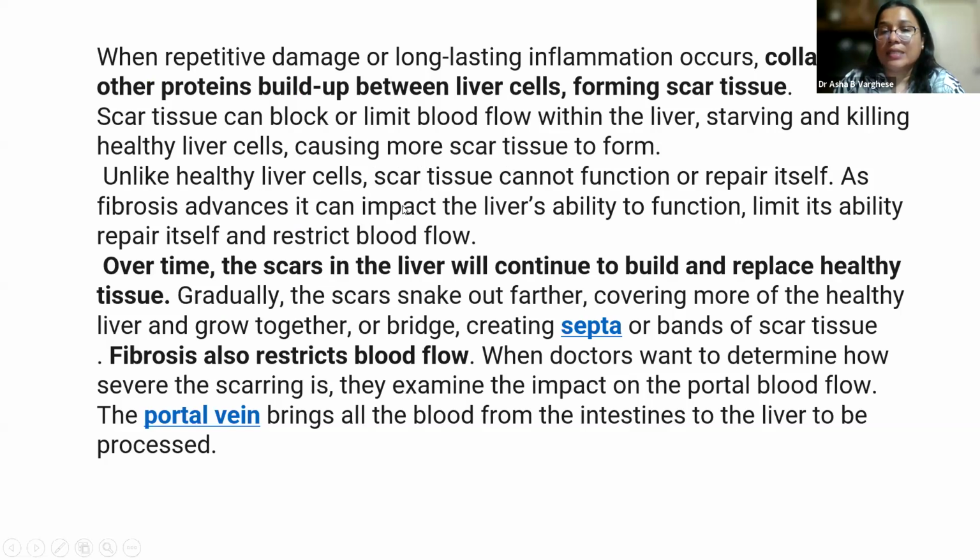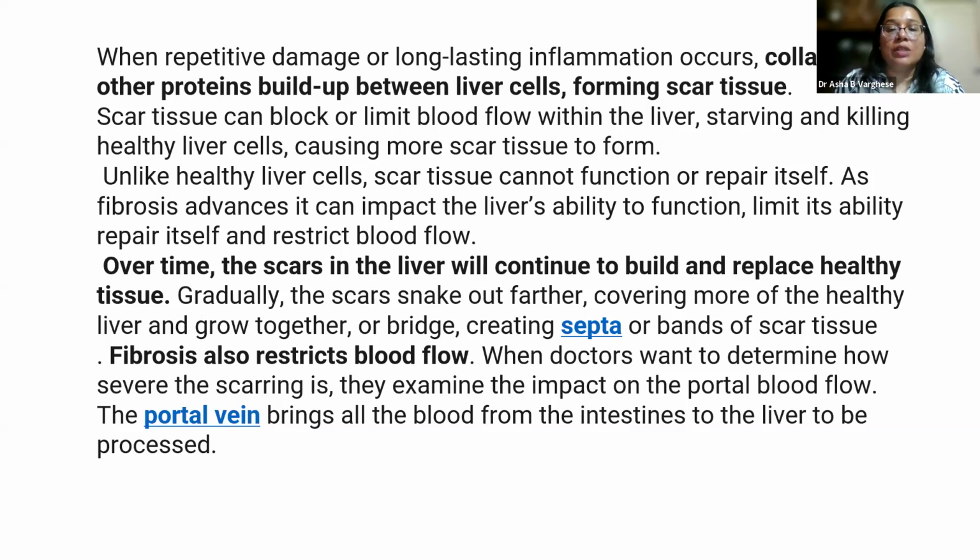Unlike healthy liver cells, scar tissues cannot function or repair themselves. Because it's a scar tissue, we know that scar tissue does not have the capacity to self-heal. As fibrosis advances, it can impact the liver's ability to function, limit its ability to repair itself, and restrict the blood flow. Over time, the scar in the liver will continue to build and replace healthy tissue. So eventually, all the healthy tissues will be converted into scar tissues.